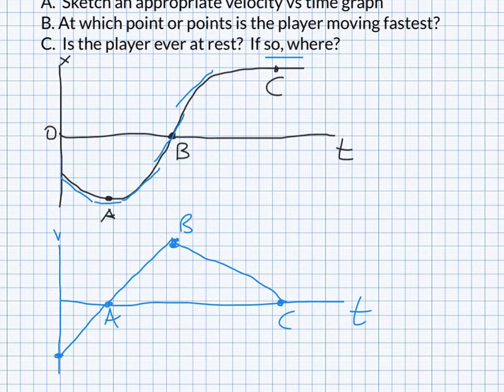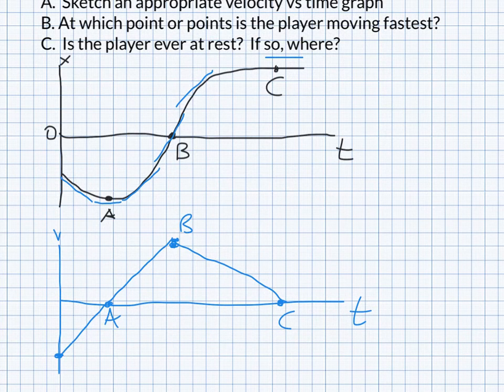And from the region from 0 to A, you have all of those negative velocities. So he's going backwards during that first region. And then he gets to A, and then from A he's going forwards again until he gets to B.